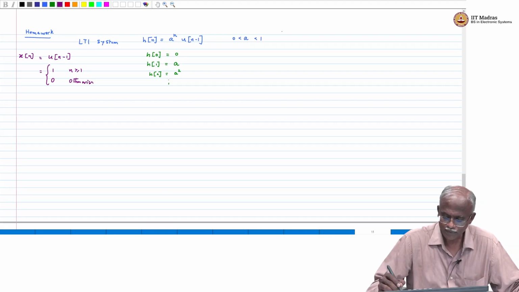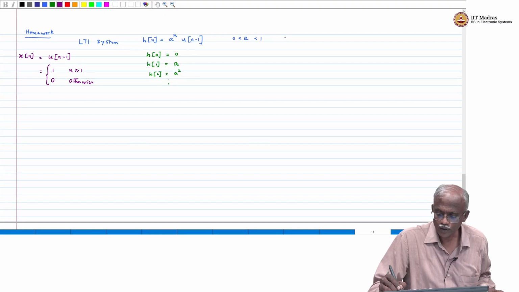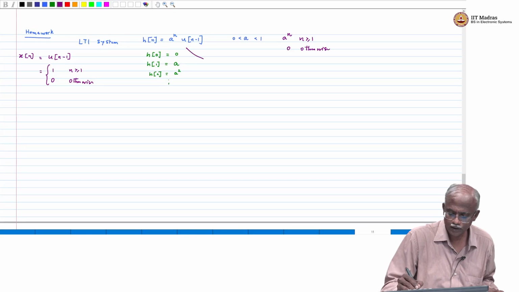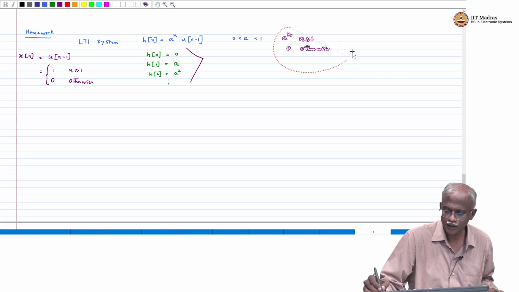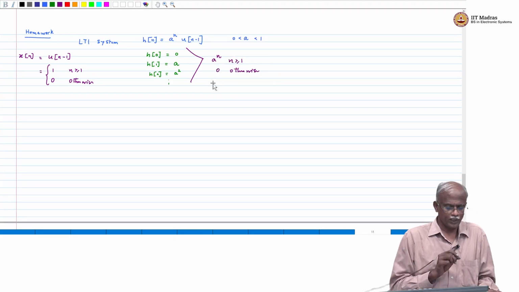And by the way, we can write down an expression for this one also. h of n is equal to a power n if n is greater than or equal to 1, equal to 0 otherwise. Okay, so this can be captured using this expression. This is what is coming.